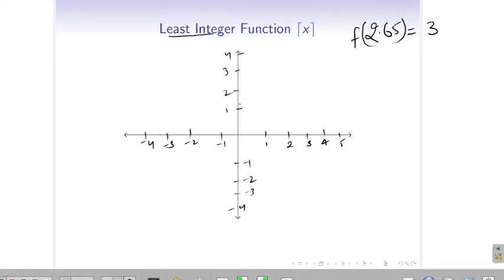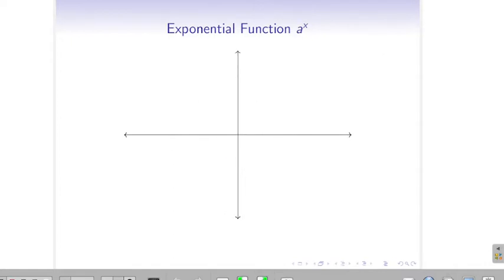So the graph of it goes something like this. You can see the graph is like stairs. So the stairs are shifted by 1 point upside. This is the difference between the least integer function and the greatest integer function.